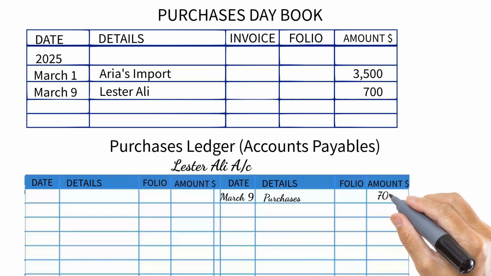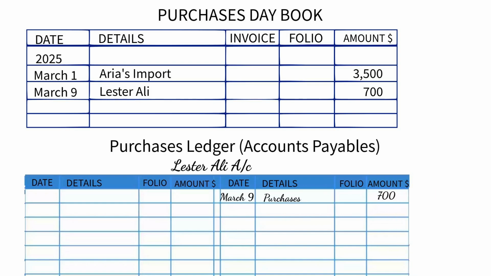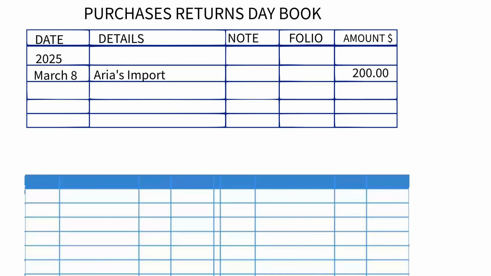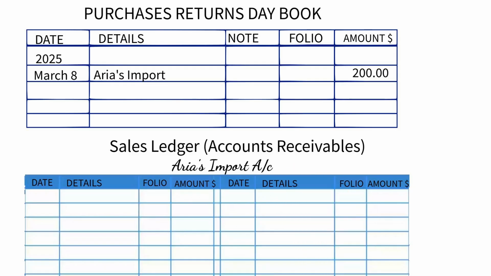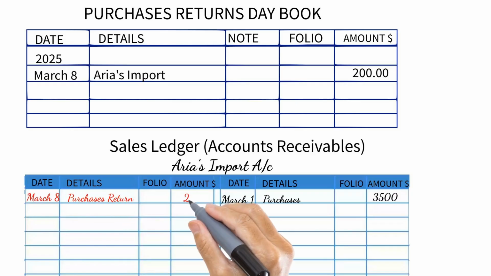However, if we return any of these goods, it will show up in your purchases return daybook as return outwards, and it will be recorded in the personal account. In this case, for Aria's import, on the debit side, reducing the liability. So on March 8th, purchases return for $200.